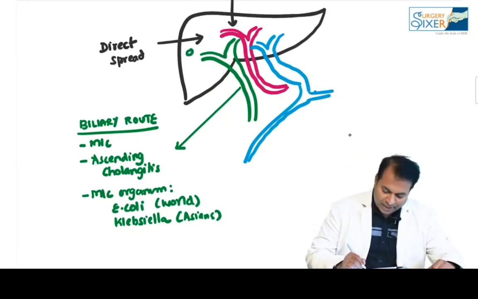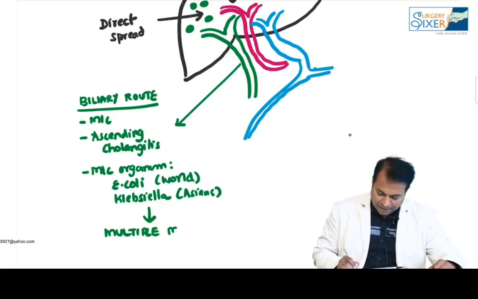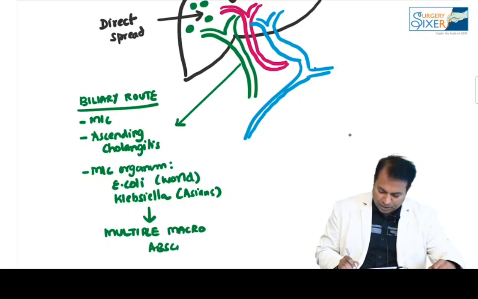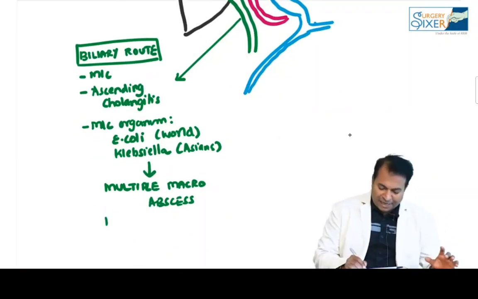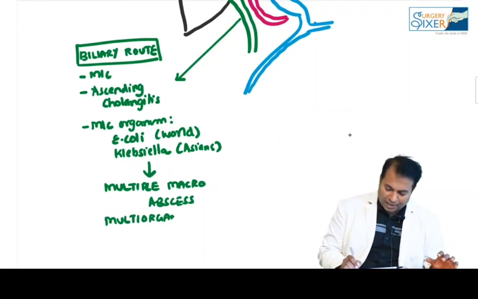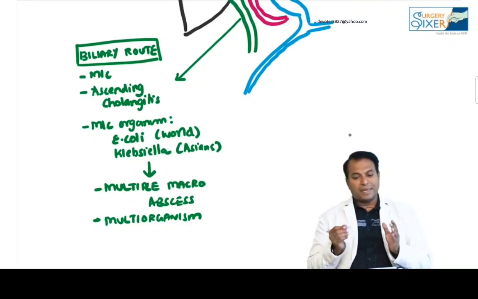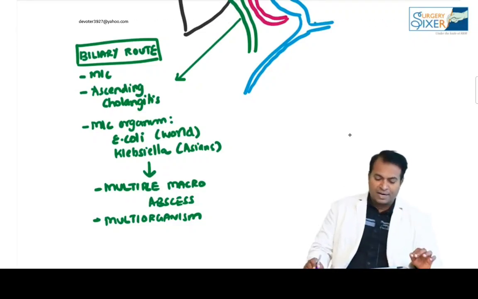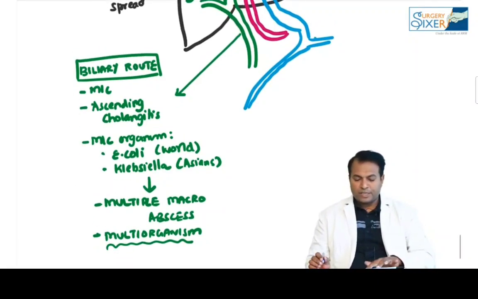An interesting point is when it is through biliary route, it will be a multiple macro abscess. Please remember, the abscess will be multiple macro abscess. And apart from this, it will be multi-organism. It will not be only one organism like E. coli or Klebsiella. There will be many organisms isolated from the pus. So please remember, the most common route of infection is biliary route, mainly by ascending cholangitis. The most common organism isolated is E. coli and Klebsiella, but it is usually multi-organism in biliary route.